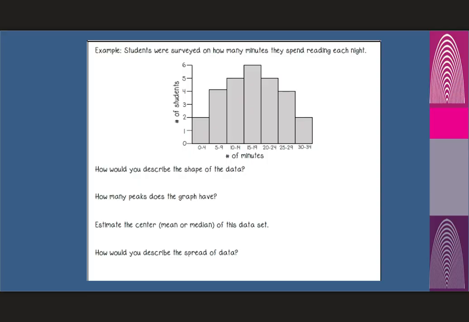All right, so let's look at an example. How would you describe this set of data? Okay, I would say that this is symmetrical, because it looks like this is the center, and it's pretty much even on both sides. How many peaks does it have? It only has one, which would make that unimodal.